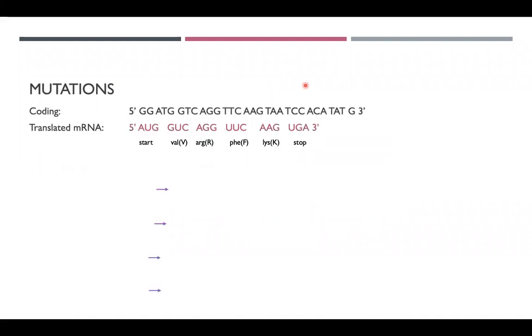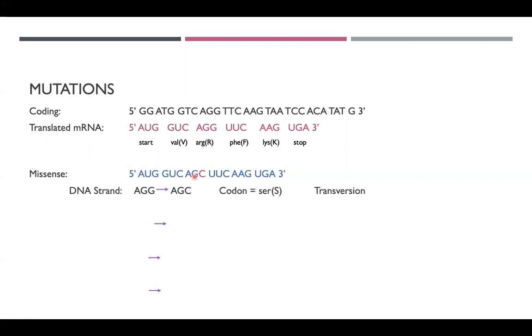So listed above, I have our coding strand for DNA as well as our translated mRNA strand to help us compare. Missense mutations are changes of the amino acid which may alter protein function. So seen here with our AGC codon, our G is mutated, whereas it was initially AGG. As that coded for the ARG amino acid, our mutated strand now codes for the SER amino acid.